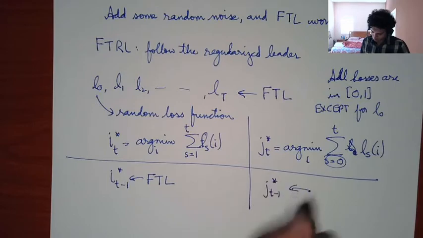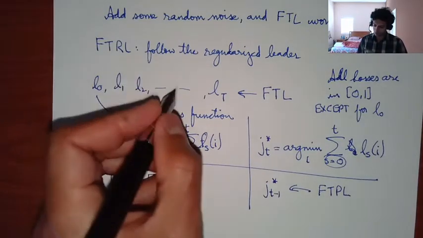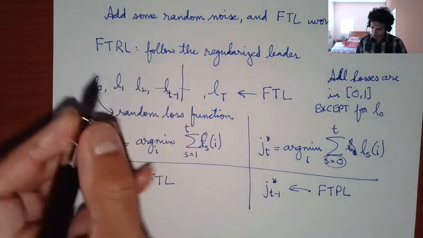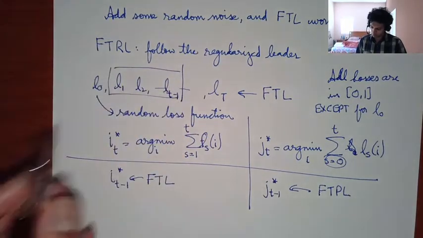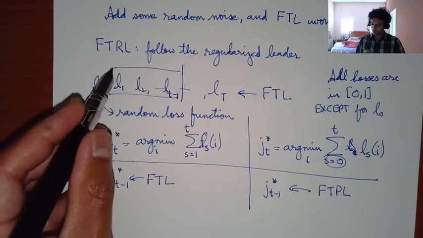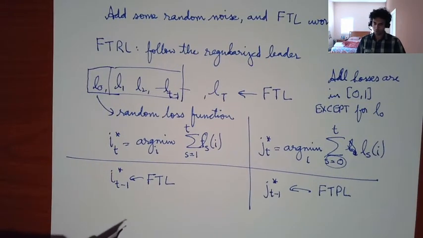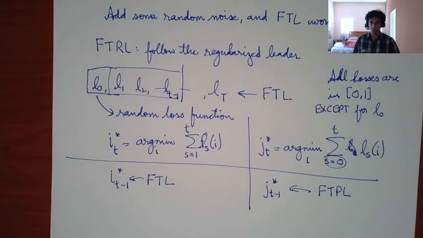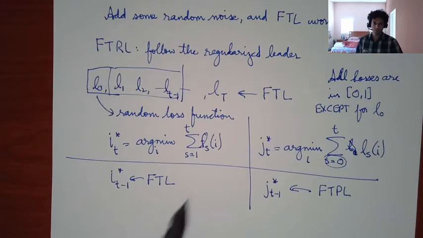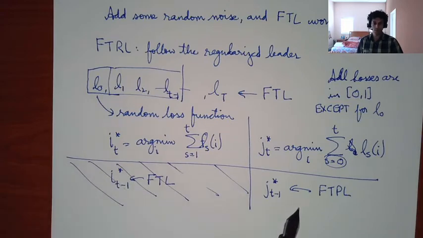What follow the perturbed leader does is play JT minus 1 star. Right? So at time t, you've seen everything up to t minus 1. Follow the leader optimizes on all of L1 to LT minus 1. Follow the perturbed leader is going to add a perturbation to optimize. So we know that this algorithm is bad. So let's sort of get rid of it. And what we're going to do is follow the perturbed leader.